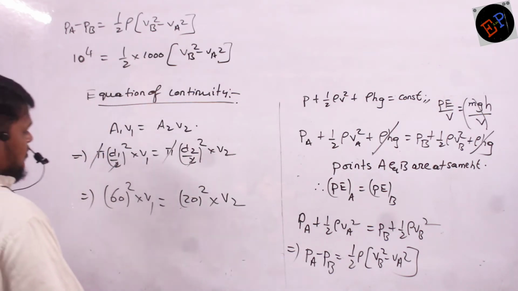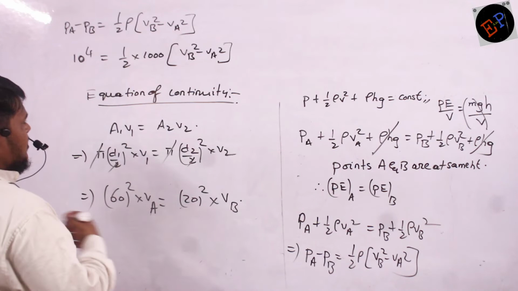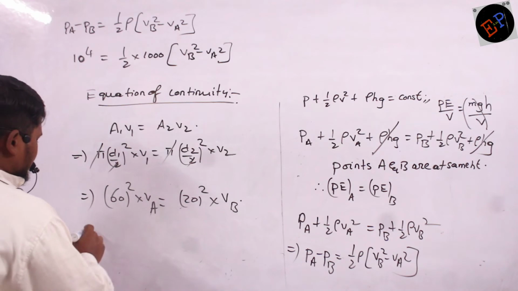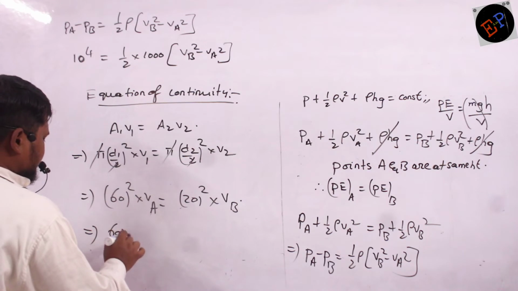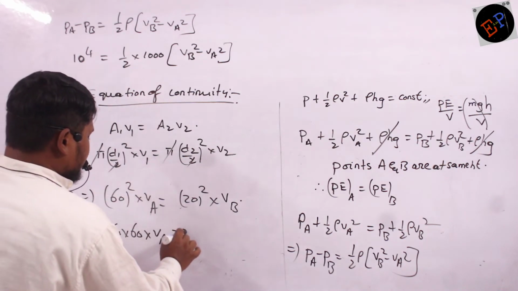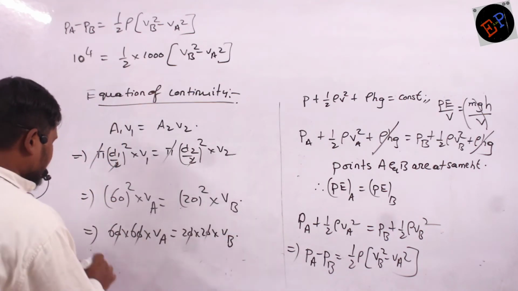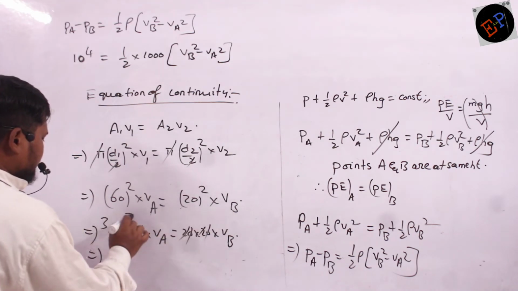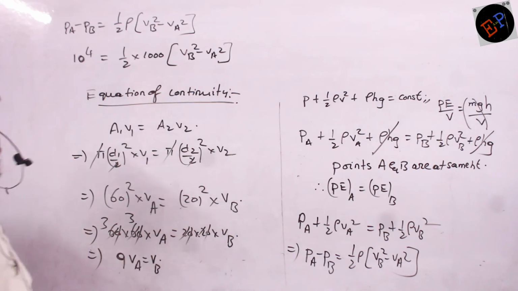So V2 means this is VA and this one is VB. So either I can calculate VA or I can calculate VB. Anything I can calculate. So 60 into 60 multiplied by VA is equal to 20 into 20 multiplied by VB. So the zeros get cancelled. 2 ones are 2, 2 threes are 6. So therefore 9 VA is equal to VB. That's all. 9 VA is equal to VB.